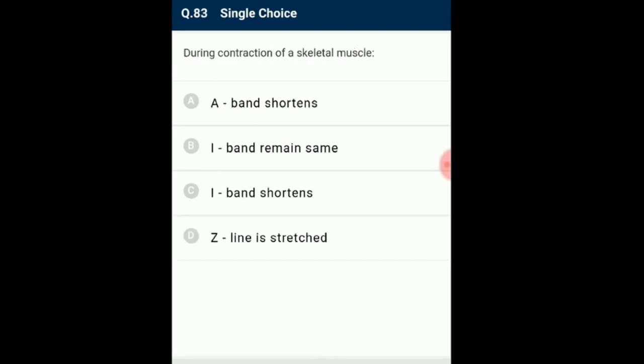Question number 83. During contraction of skeletal muscles, the change in the tension in the skeletal muscle is called muscle contraction. The muscle contraction is achieved by the sliding action of myosin filaments. During muscle contraction, two Z lines come close. The light band, that is the I band, shortens, and the length of the dark band, that is the A band, remains the same.